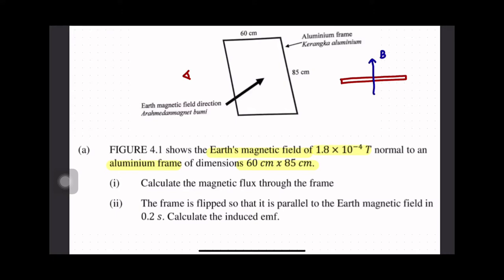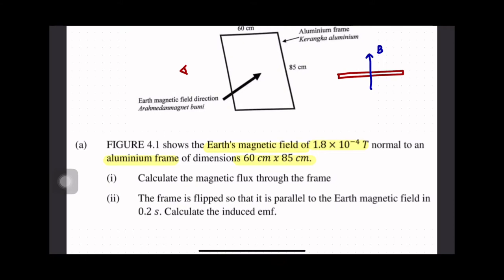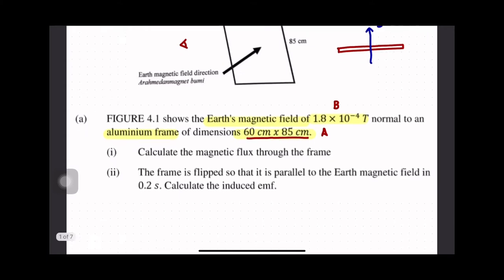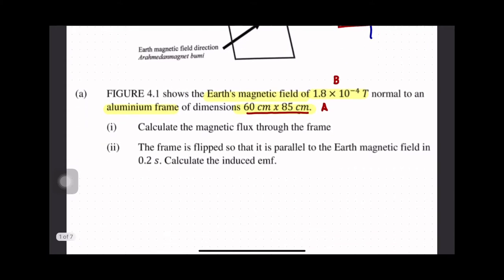Nampak tak? Yang ni B. Yang ni adalah line yang saya lukis. Sebenarnya macam tu je. Okay, so jangan pening-pening kepala anda. Dia dah bagi, yang ini adalah B, yang ini adalah area. Dan saya lagi suka bila kita tukar dalam unit siap-siap lah.